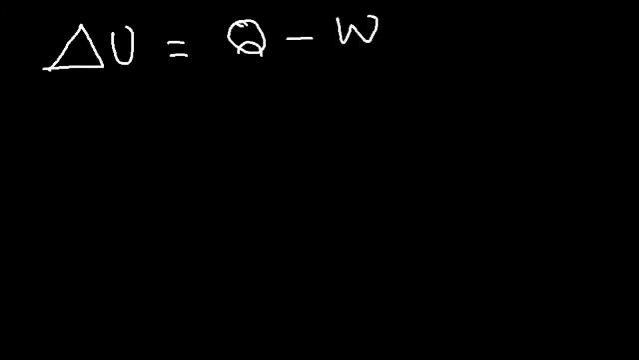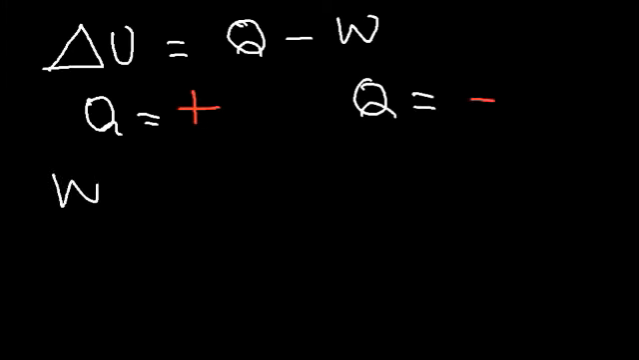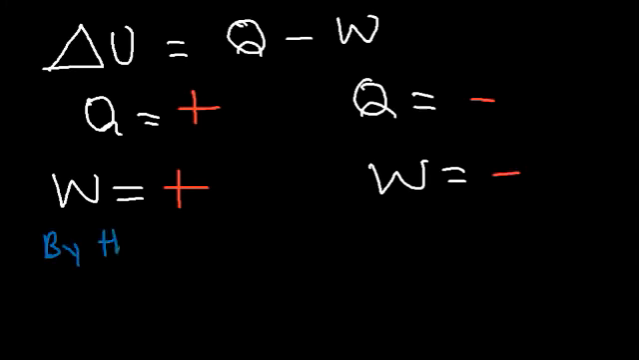Now the first and most important equation that you need to know is the first law of thermodynamics, which is basically the change in internal energy is equal to Q minus W. Anytime heat is absorbed by the system, Q is positive. And when heat is released, Q is negative. When work is done by the system, work is positive. And when work is done on the system, work is negative. So let me just write that. This is by the system, and this is on the system.